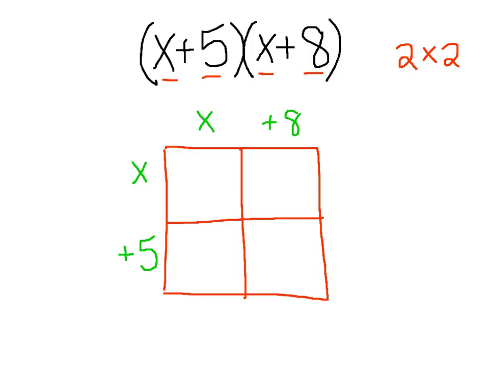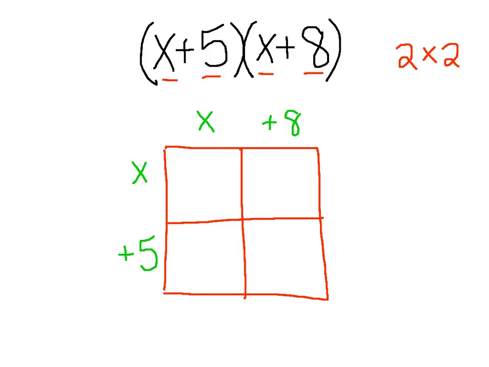Now, if you know Punnett squares in biology, this is a very similar process. We have the rows and the columns, and where they intersect is where we're going to be multiplying. So for instance, the column here, x, when it intersects with the row, that's where you're going to be multiplying. So x times x will be right here. X times positive 5 will be right here. X times positive 8 will be right here. And positive 8 times positive 5 will be right here. So where they intersect is where you're going to multiply.